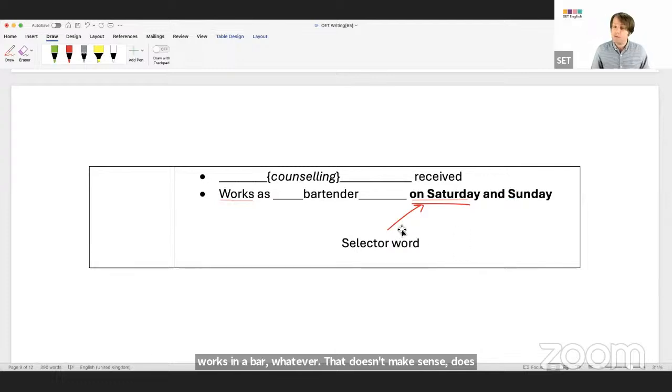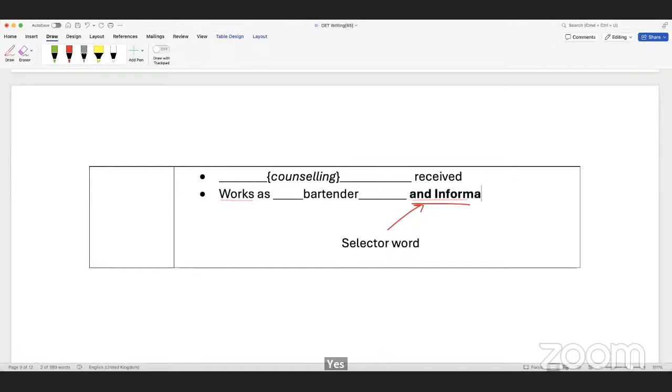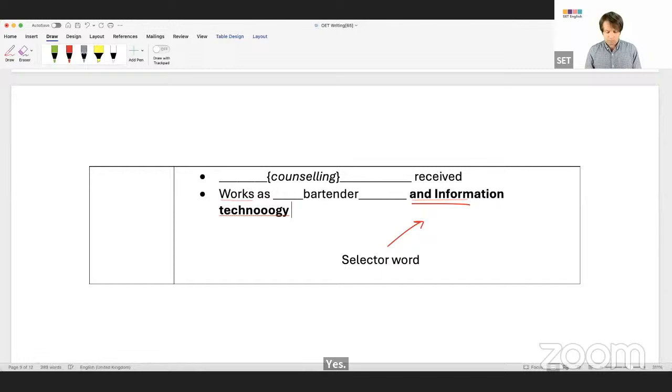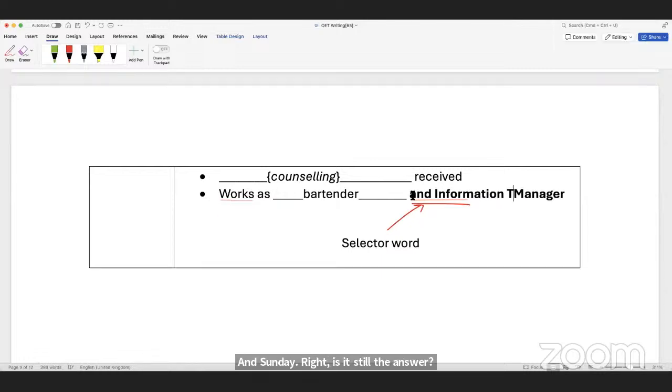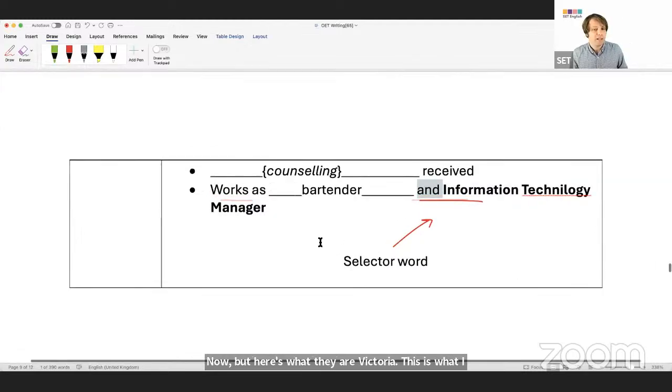But here's what they offer, Victoria. This is what I see most often. What they will do is they will take the second one and they will paraphrase the second option. Does that make sense? So they'll say, works as a bartender, and IT professional. Can anyone think of a way to paraphrase this? Can we change it? IT profession. Information technology, maybe manager. You could change it, right? On weekdays, I think like a weekend and weekdays. So, for example, on weekdays. I'm not being very clear. Let me show you again.